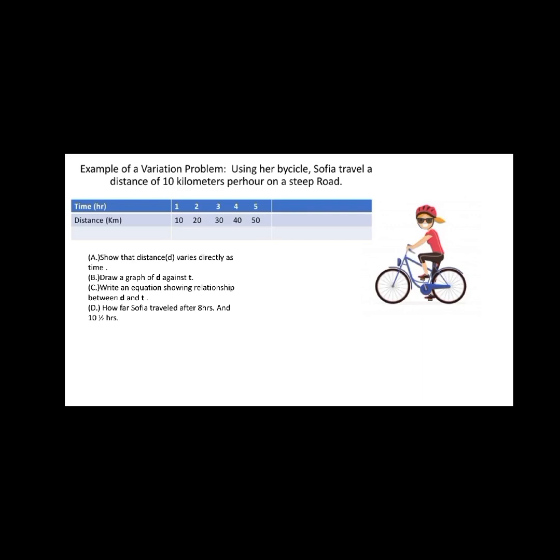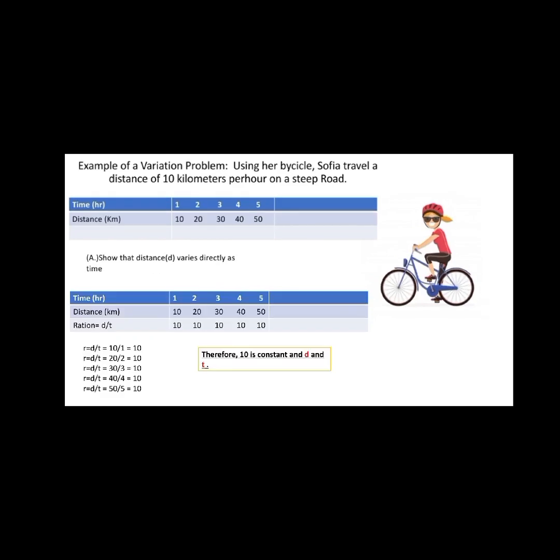Question A. Show that distance varies directly as time. Question B. Draw the graph of distance against time. Question C. Write an equation showing the relationship between distance and time. Question D. How far did Sophia travel after 8 hours and 10.5 hours? First, let us answer question A. Show that distance varies directly as time.